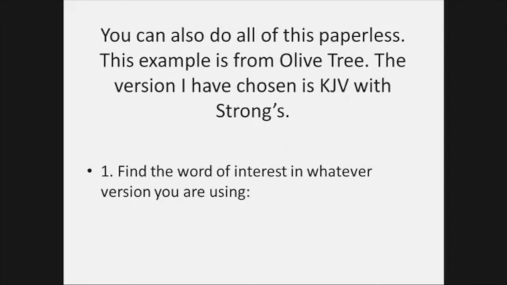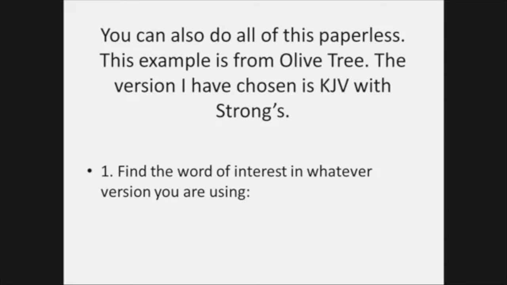And the version that I've chosen is KJV with Strong's, but you can choose any version that you want on Olive Tree pretty much. On my Olive Tree, I have NASB, KJV, New King James, and ESV. That is on my phone and on my laptop, so I can pretty quickly find any version that I want and link it up to Strong's. And I'm just going to show you how I do that.